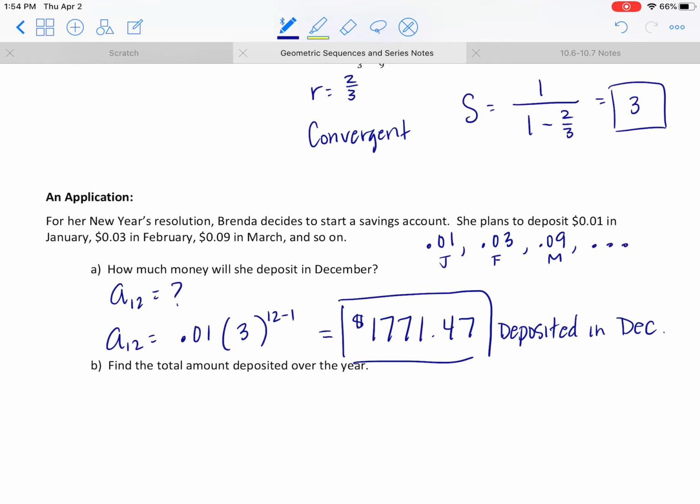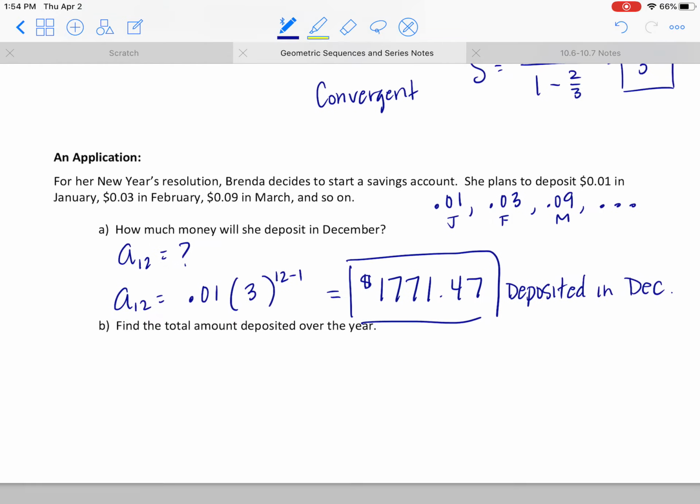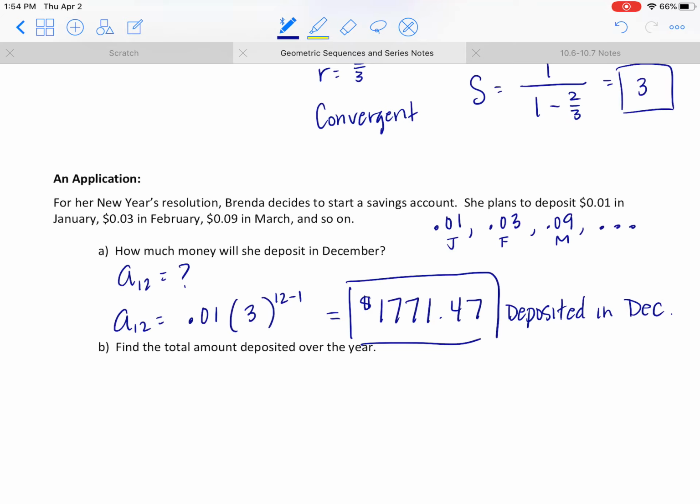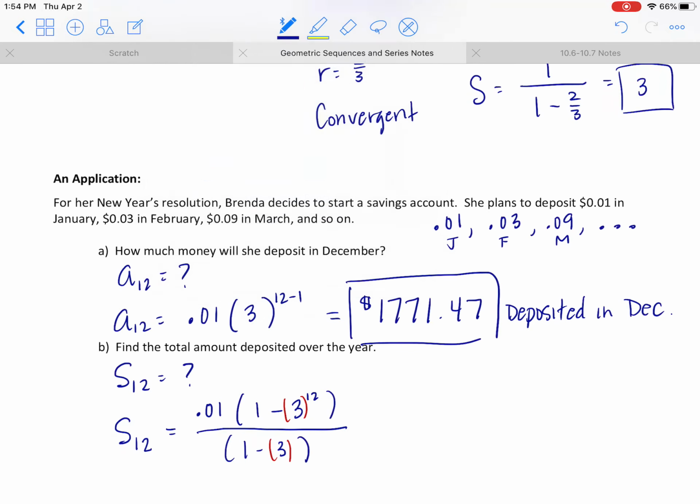$1,771.47 gets deposited in December. So that's just her December deposit. If we want to find the total amount she's deposited over the year, that means we want the sum of all of those deposits. So we're looking for the sum for the 12 deposits. Now that's not an infinite amount of deposits, it's finite. So our sum formula for a finite series says to start with the first term multiplied by 1 minus the common ratio of 3 to the nth, in this case 12th power, and then divide by 1 minus the common ratio again.